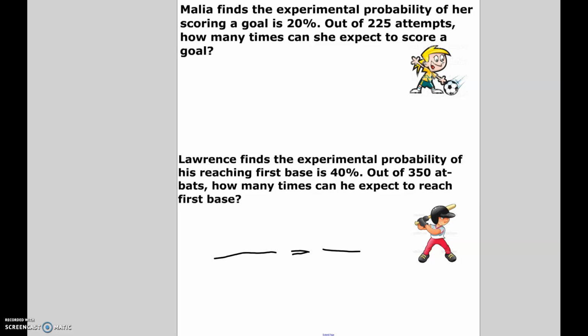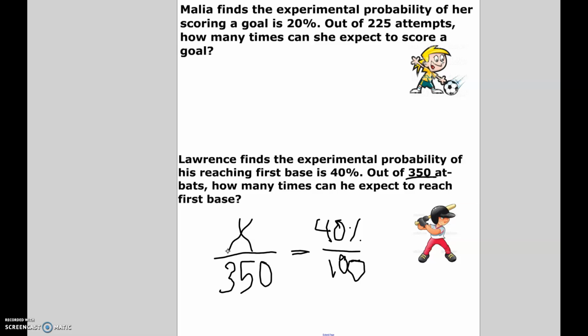Here we go. I have 40 over 100. And then on the left side, I put how many times we're doing this total, and this time it's 350. And this is x. And I just want to let you know that my writing is not this bad. It's the technology here. I can't make it look any better, so I'm really sorry about that.